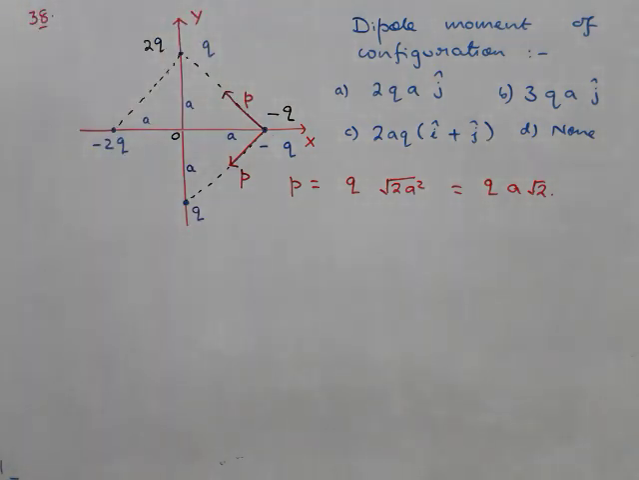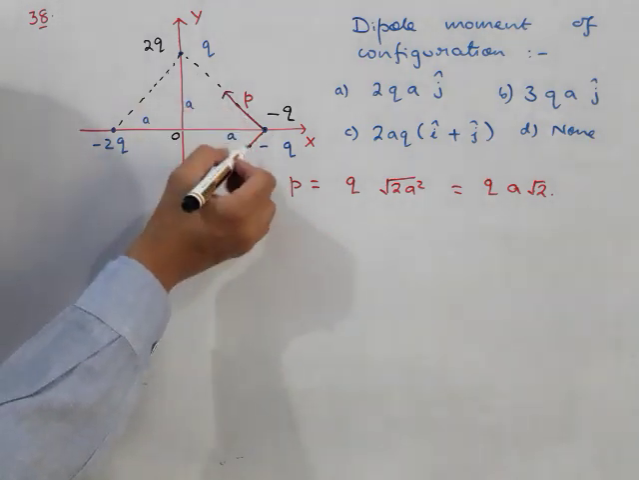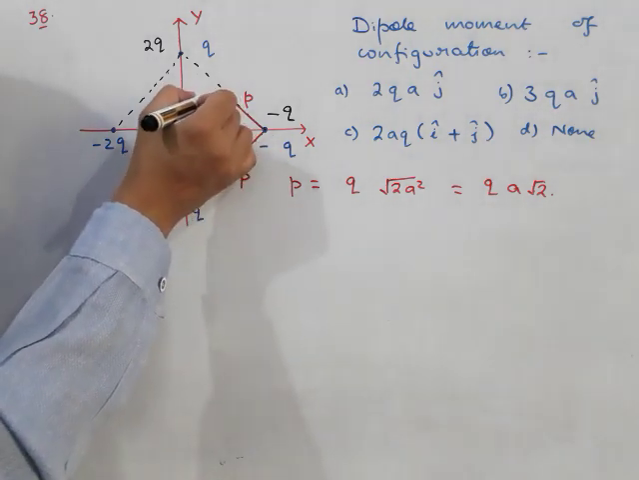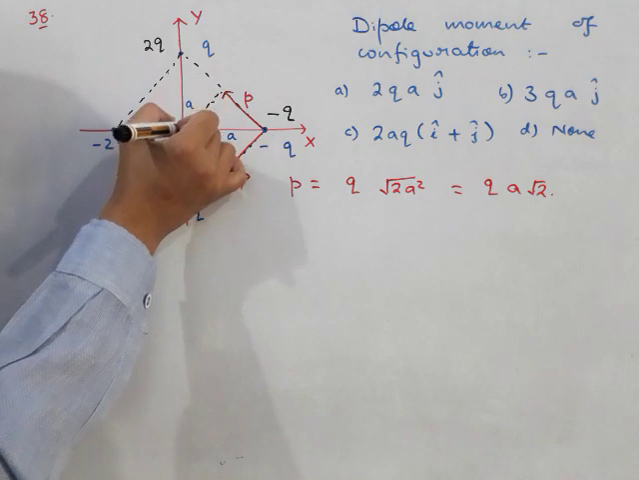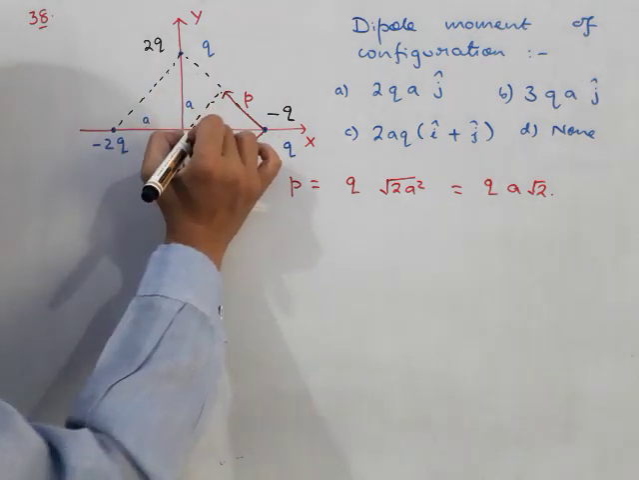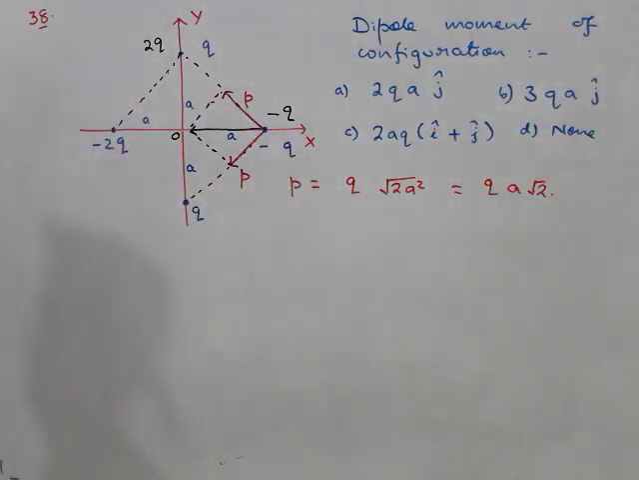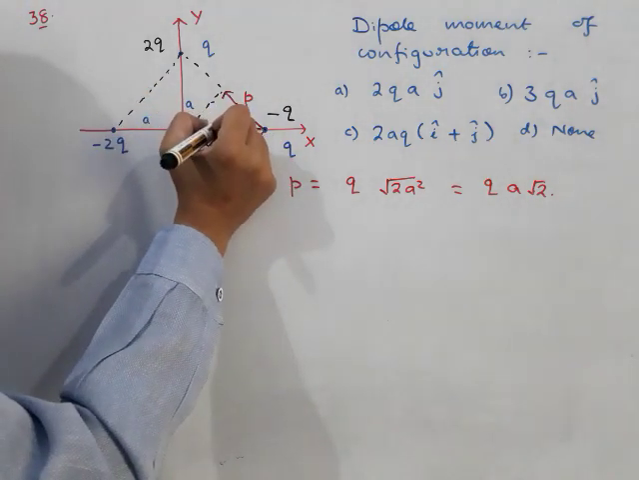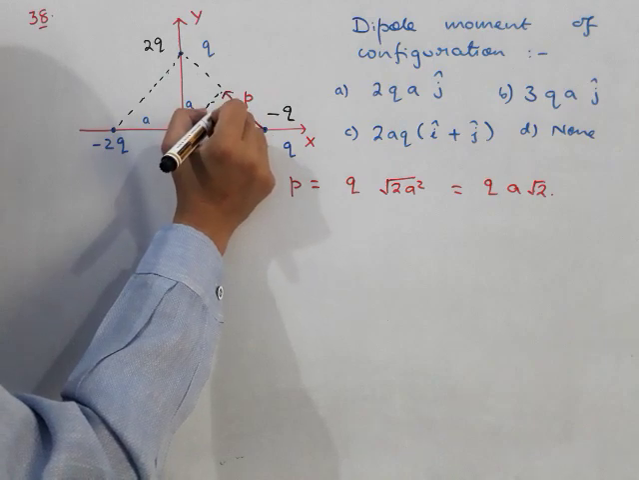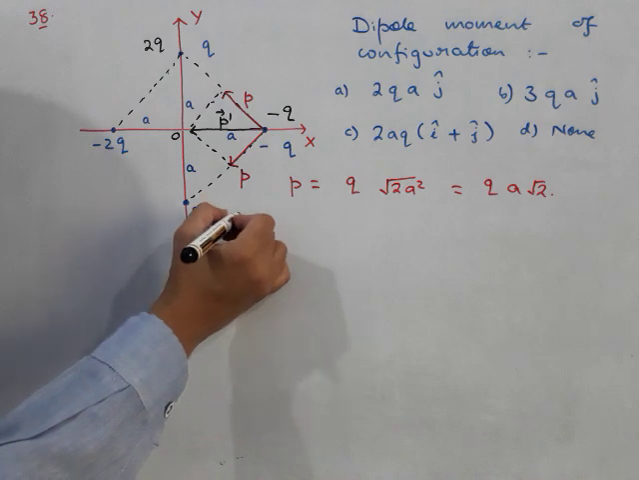Now there are two dipole moment vectors, and these two dipole moment vectors are directed at an angle of 90 degree, and they have the same value. So their resultant will be in this direction like this. So this is the resultant. Let this resultant be denoted as P dash vector. So how much will be the value of P dash vector?